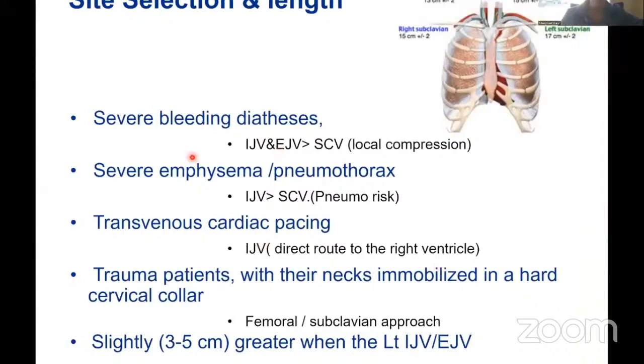For more practical standards, IJV is the most common vein, which is preferred in bleeding diathesis, emphysema, transvenous pacing. Whereas subclavian or femoral is a choice in trauma patients with the neck immobilized in a hard cervical collar, because you don't want to move the neck. And secondly, because the subclavian does not collapse in a bleeding trauma patient because of the sheath around it, whereas the IJV collapses, and in case we are taking a blind access to the IJV, there are more chances of hitting the internal carotid artery.